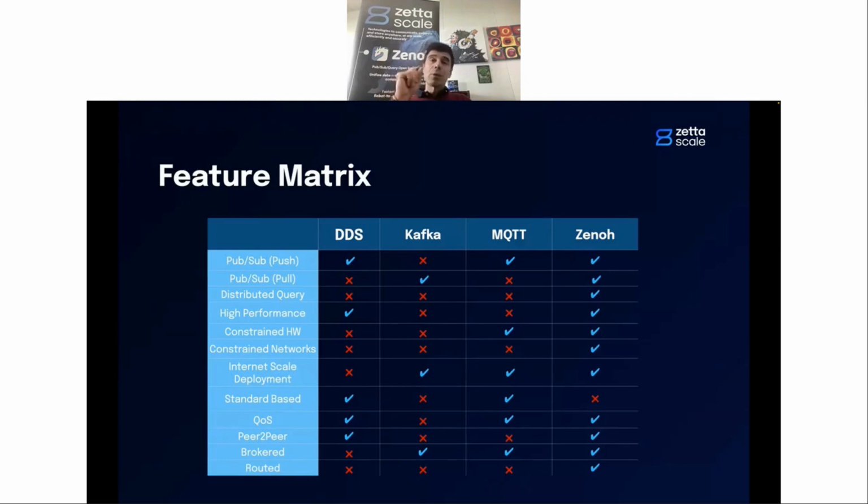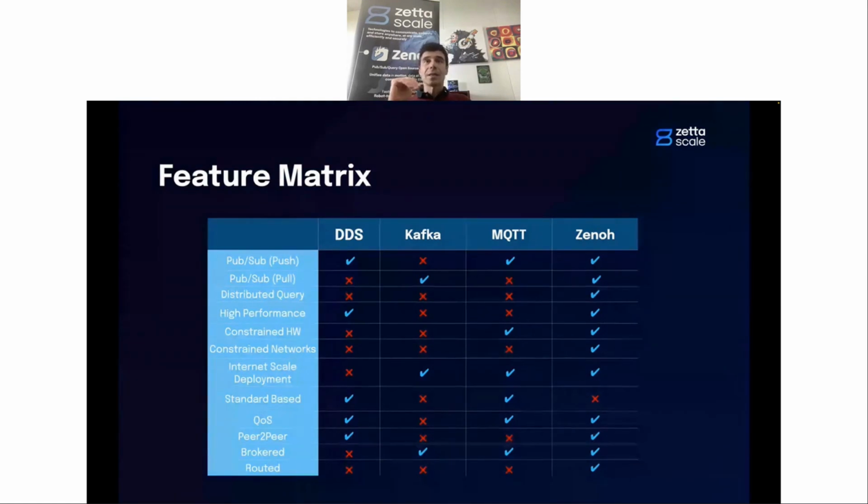Constrained hardware. Well, you can get MQTT on constrained hardware. You cannot get it on a constrained network unless you are okay to use TCP/IP, which usually is not the case. That's not a problem with Zenoh, because as we have seen, we can even sit as low as the data link layer. Internet-scale deployment, obviously, is where DDS suffers and the others are better off.